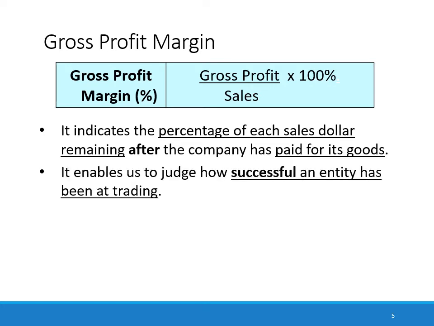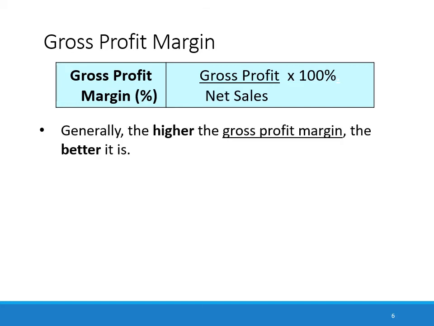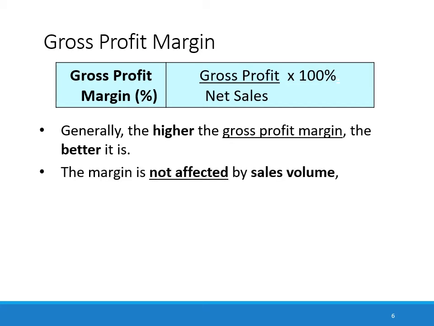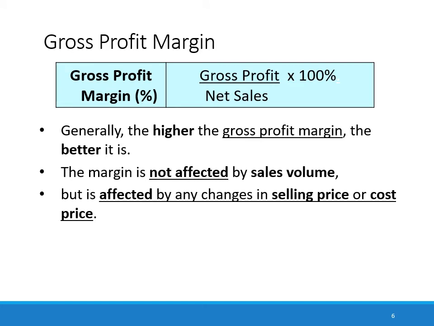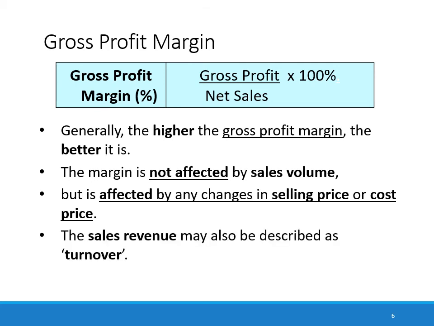This enables us to judge how successful an entity has been in trading. Generally, the higher the gross profit margin, the better it is. In short, the bigger the value, the better. The margin is not affected by sales volume, but is affected by any changes in selling price or cost price. The sales revenue may also be described as turnover.